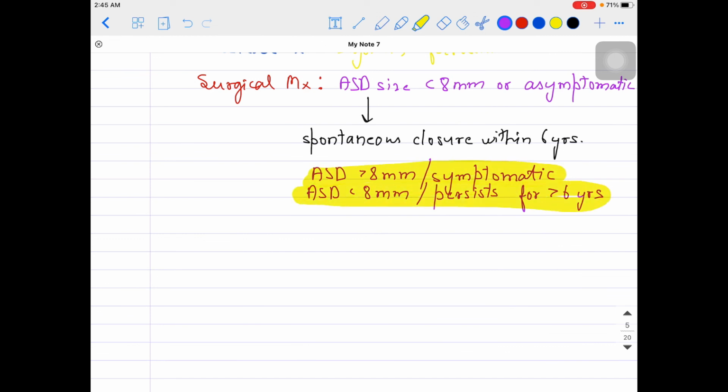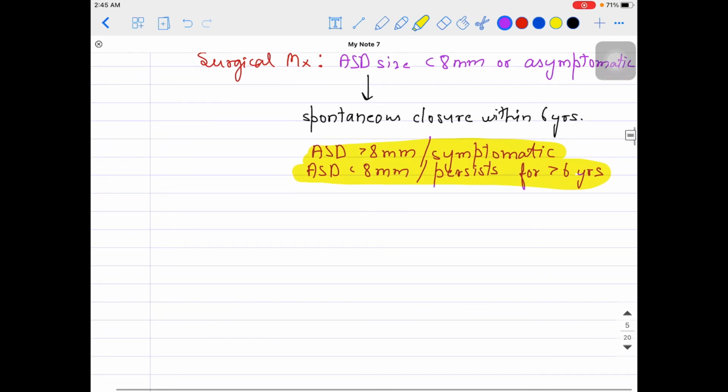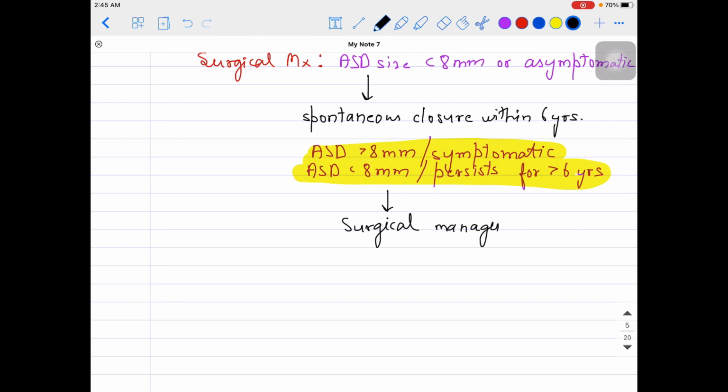Otherwise, if the patient is lesser than 6 years, or if the patient is having lesser than 8 mm size of the ASD, we'll wait and watch. So in this case, we will go for the surgical management. I mean, you will be taking the patch and applying that. What we had already talked about in the VSD also, that patch closure might be done here in this particular defect. So that was about the atrial septal defect.